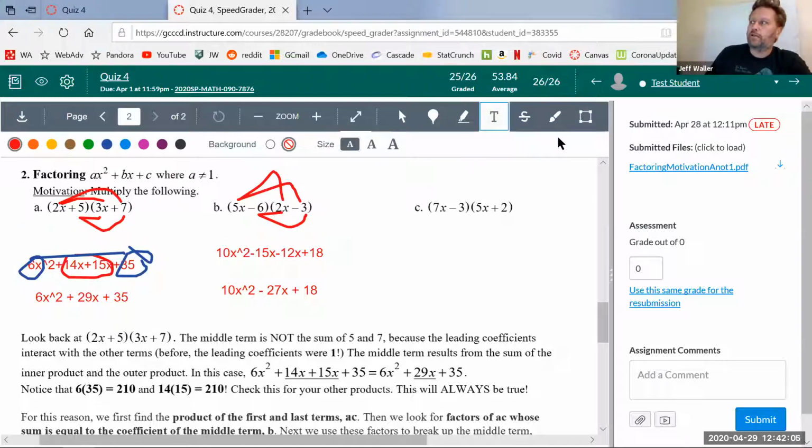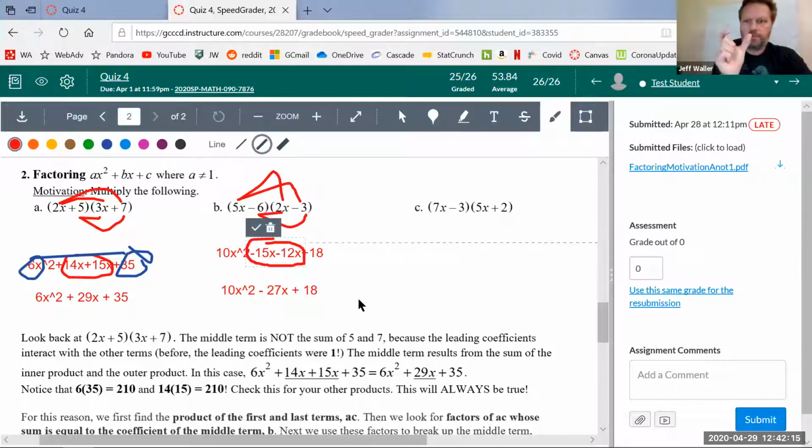Okay. This one. What is 15 times 12? So again, just taking the 2 middle terms. What's 15 times 12? 180. And then what is the first times the last? What is 10 times 18?